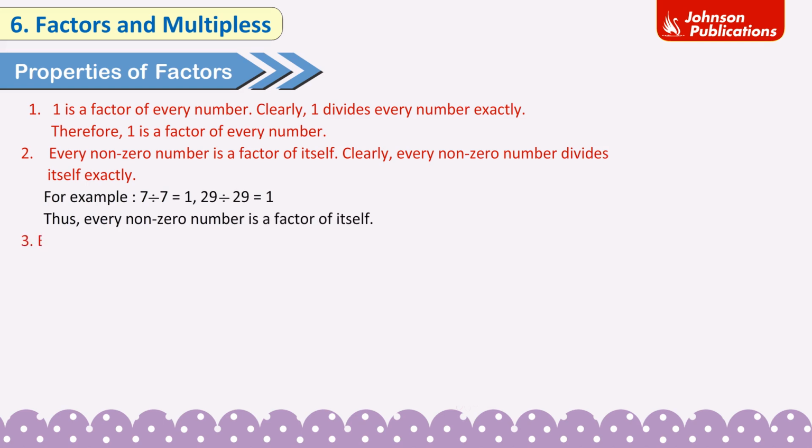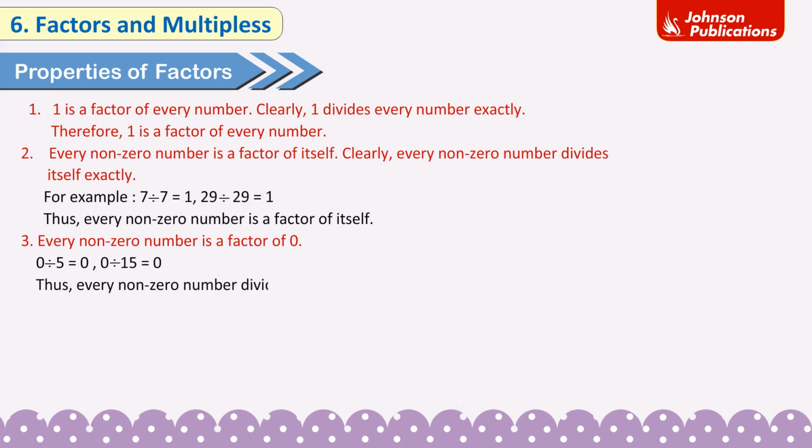Number 3. Every non-zero number is a factor of 0. 0 divided by 5 is equal to 0. 0 divided by 15 is equal to 0. Thus, every non-zero number divides 0 exactly. Therefore, every non-zero number is a factor of 0.